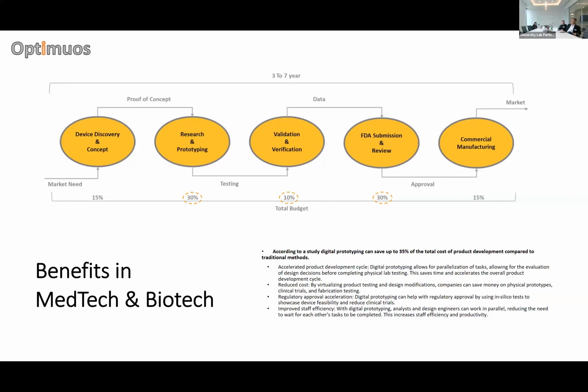What you see here is a very high-level journey that an idea and a concept will go through as it develops until it gets to the commercial part. It starts from the discovery, concept development, research and prototyping, verification and validation, regulatory, and also manufacturing and commercialization. It's very high level. To me, based on our experience, digital prototype can help in all of these stages.